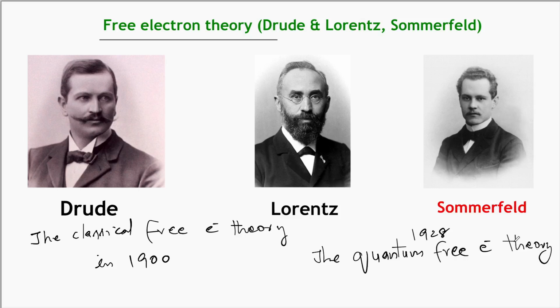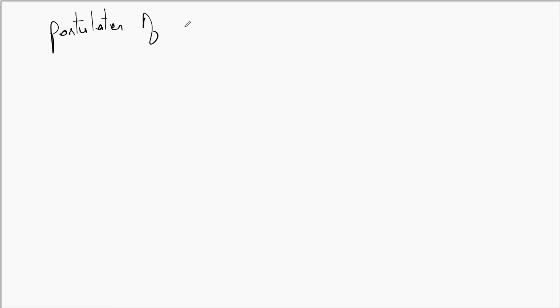The classical free electron theory is based on the following postulates. Postulates of classical free electron theory. The first postulate is, in an atom, electrons revolve around the nucleus and a metal is composed of such atoms.